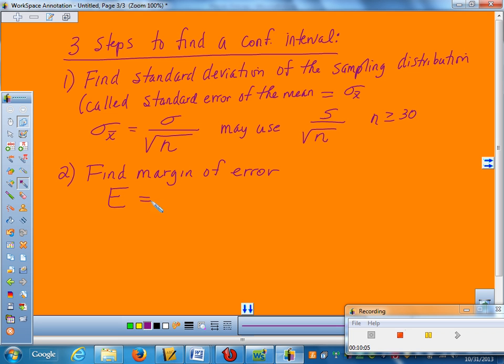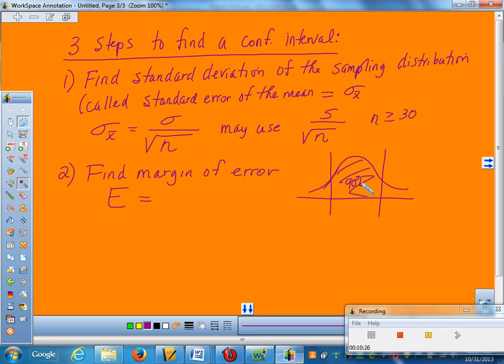Margin of error is represented with a capital E for error. This is where it matters what percentage they say they want to be confident. If they say they want to be 90% confident, then you need to find the middle 90% of the normal curve. If they want to be 99% confident, then we're talking about the middle 99% of it.